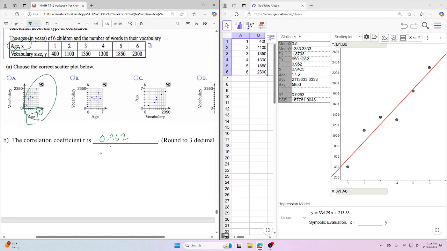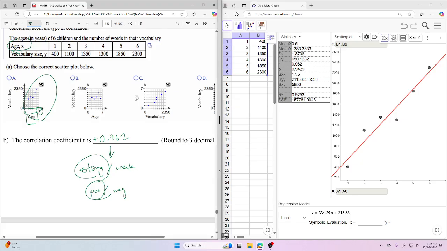So I want you to conclude for me. This is a positive. This is 0.9, or yeah, 0.962. Would you call this strong or weak? Strong, 90-something percent, right? Is it positive or negative? Positive. But you can probably see that just by looking here. It's going up. Cool. So there's a strong correlation between age and vocabulary size.